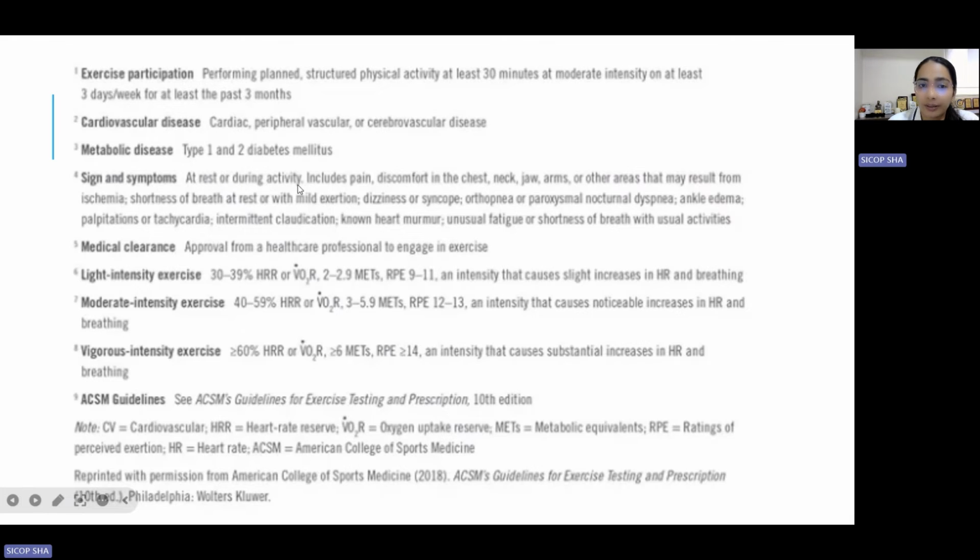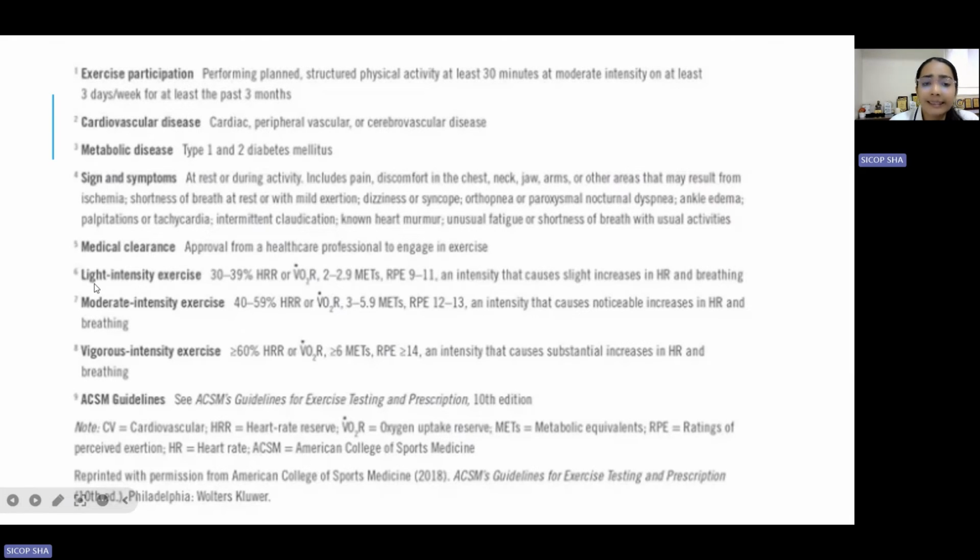At rest or during activity, including pain or discomfort in the chest, neck, jaws, arms, or anything which can be caused due to ischemia, shortness of breath at rest or with mild exertion, dizziness or syncope, orthopnea, paroxysmal nocturnal dyspnea, palpitation, tachycardia, intermittent claudication, known heart murmur, unusual fatigue, shortness of breath, etc.